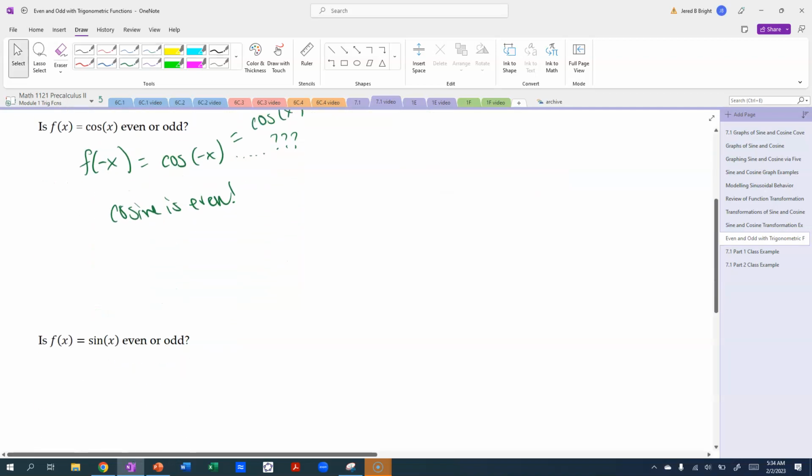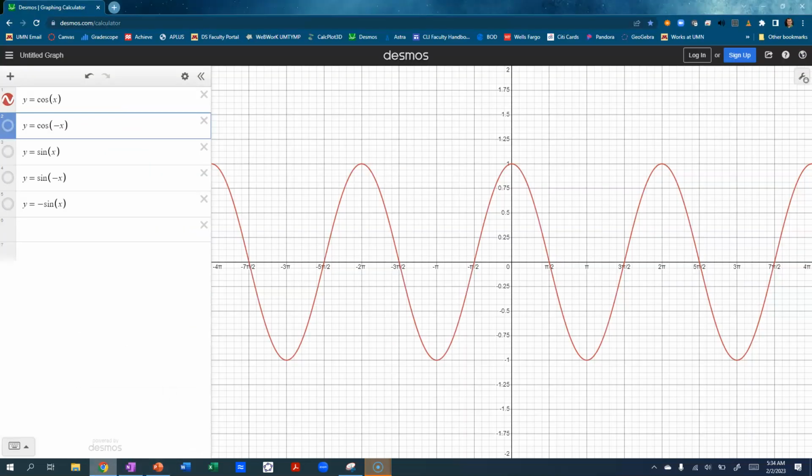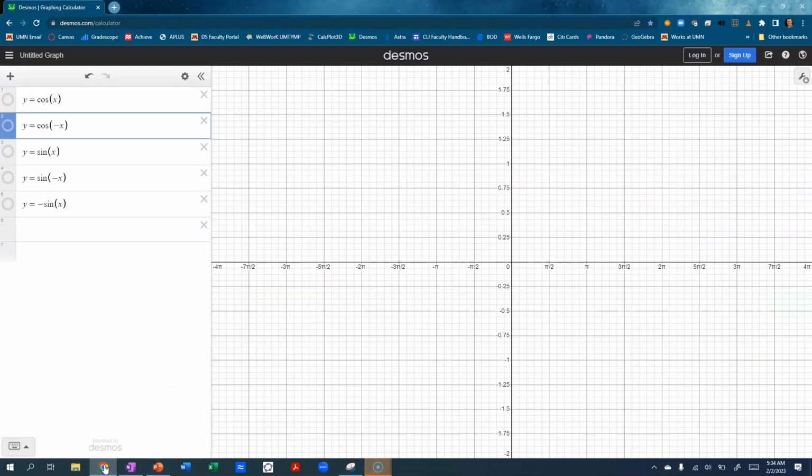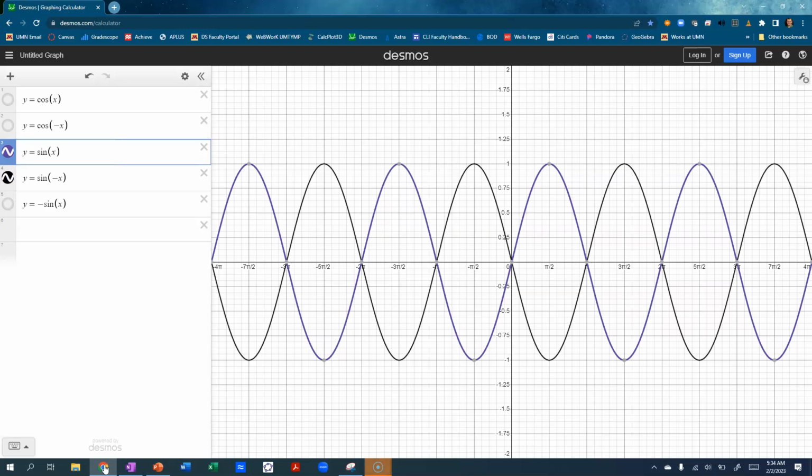All right, let's look at sine. So is sine even or odd? And this one, we can do the same sort of exploration graphically. So graph sine, and there we go. We could look at symmetry. We'll do that in a minute. I want to look at sine of minus x. Oh, that's interesting.